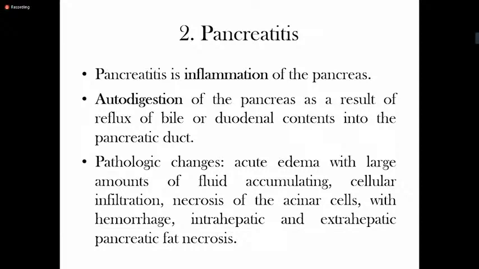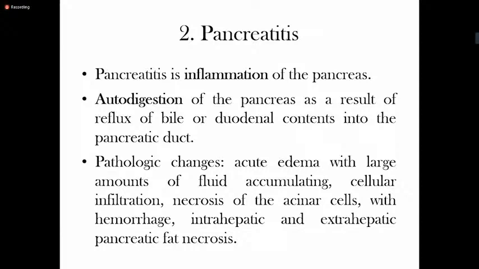When we inflame the pancreas, what happens mainly is autodigestion of the pancreas, which can result from reflux of bile or duodenal contents into the pancreas. So as we autodigest the pancreas, the pancreatic duct, instead of directing its materials to the duodenum, now directs materials from the duodenum to the pancreas. And the duodenal contents also contain bacteria. So it's a retrograde kind of infection to the pancreas.